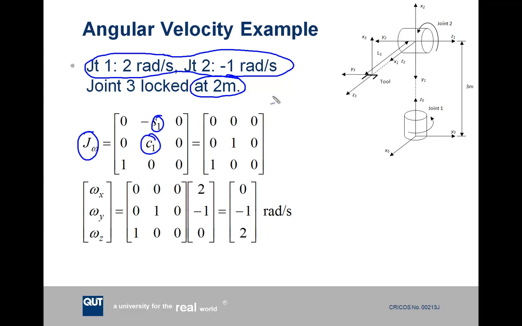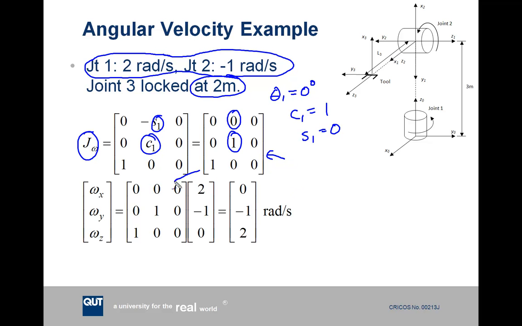θ1 in this current configuration is 0 degrees, so cos θ1 is going to equal 1 and sin θ1 is going to equal 0. So that's why we get a 0 and a 1 here. And so now we've got our Jacobian for this specific configuration calculated.